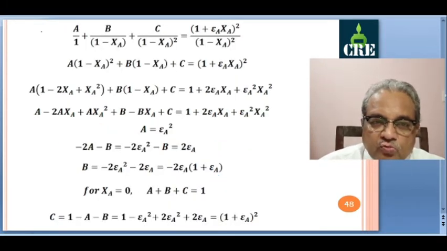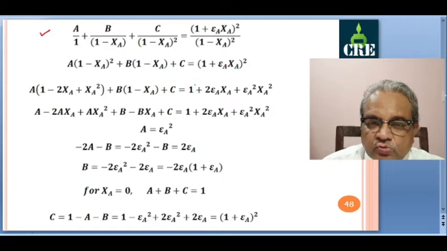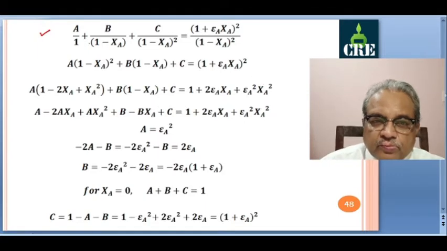So split into partial fractions: A by 1, B by (1 minus XA), C by (1 minus XA) squared, and that is equal to this thing. So the numerator is (1 plus epsilon A XA) whole squared. This can be written as, you solve this, 1 plus 2 epsilon A XA plus epsilon A squared XA squared. This we have written as A into (1 minus XA) whole squared plus B into (1 minus XA) plus C, and you expand this, you solve this, so you get all these terms.